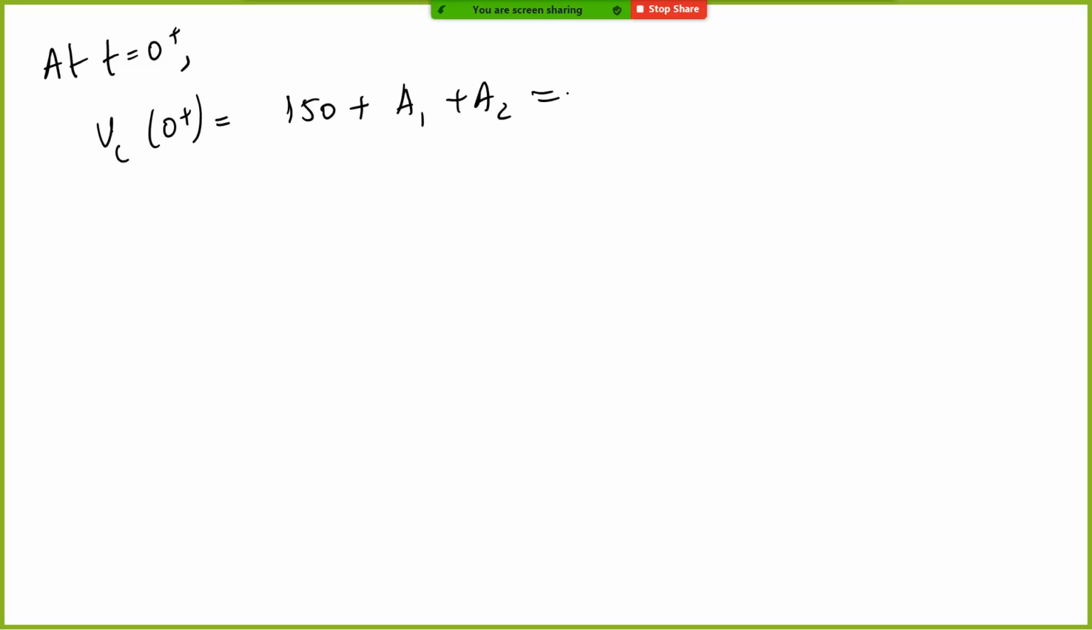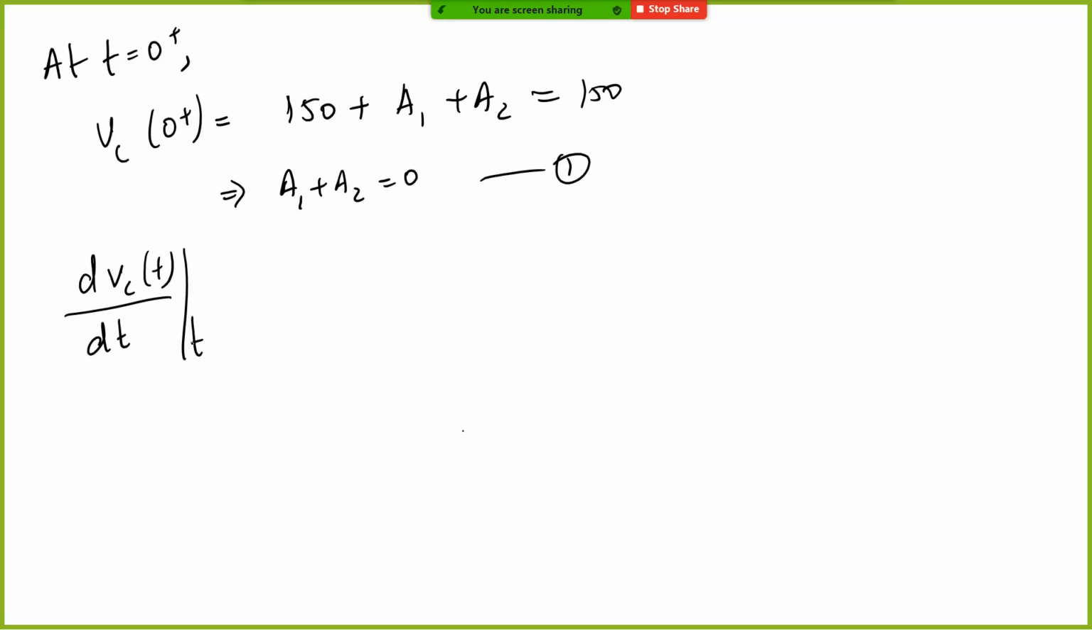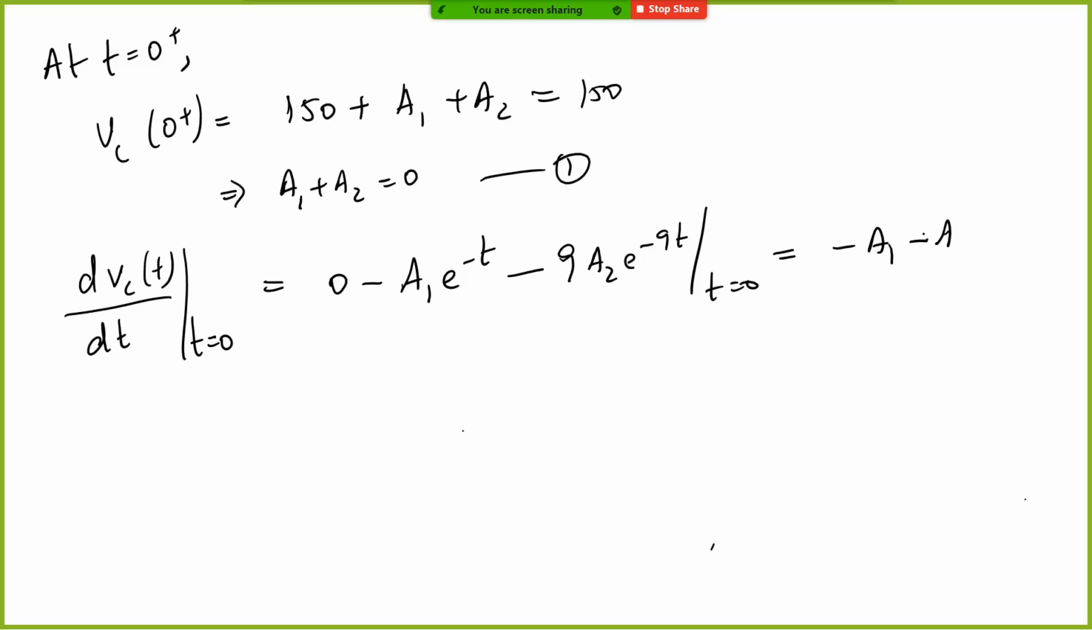150, 150, 150, correct? So which means a1 plus a2 is 0. So this is one equation. Okay, so now let's take the derivative. First, dVc of t by dt at t equal to 0 is given by what? If you take the derivative of 150, it becomes 0, plus minus a1 e power minus t, plus minus 9 a2 e power minus 9t, evaluated at t equal to 0. So this becomes minus a1 minus 9 times a2, correct?